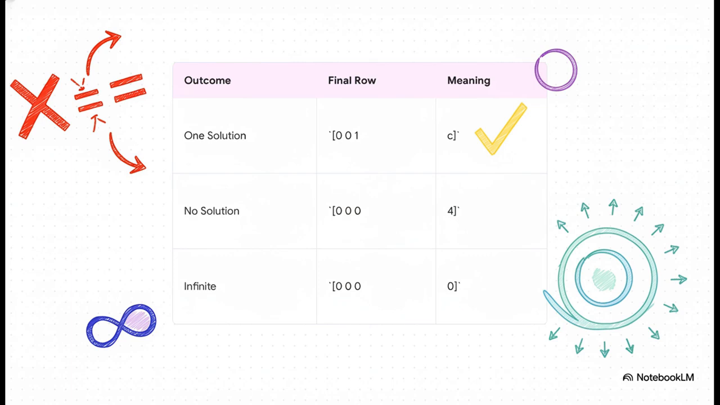And what's really powerful about this method is that it also tells you when there isn't a nice single answer. If you get to the end and have a row that says something like 0 equals 4, well, that's impossible. That's your sign that there's no solution. And if you get a row of all zeros, that's a sign that there are infinite solutions. The matrix always tells you the truth.